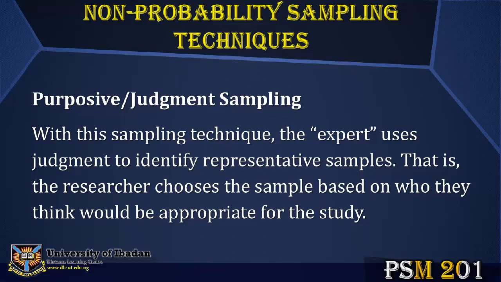Purposive or judgment sampling. With this sampling technique, the expert uses judgment to identify representative samples. That is, the researcher chooses the sample based on who they think would be appropriate for the study. This is used primarily when there is a limited number of people that have expertise in the area being researched. That is, specify the characteristics of your population of interest and locate individuals who match those characteristics. Judgment sampling is useful in situations where probability sampling is either not feasible or prohibitively expensive.